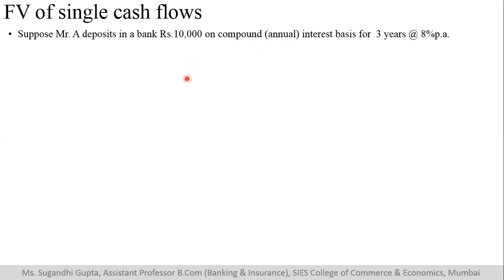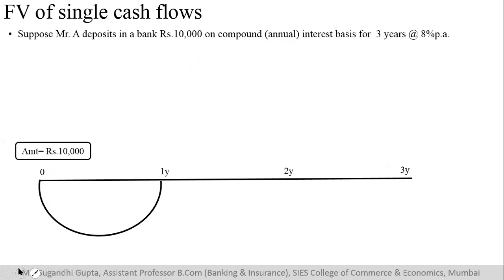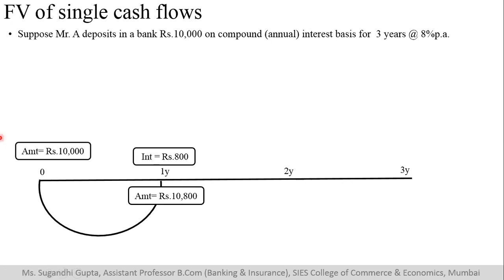Now, what difference does it make from the investment point of view? Let us have a look at it. This is again the same time series. So today I'm standing here on 0, after 1 year, after 2 years, and after 3 years. He has deposited 10,000 rupees into the bank today. After 1 year, Mr. A will receive rupees 800 as his interest. So the amount that he has after 1 year would be 10,000 plus this interest of 800, that is 10,800.